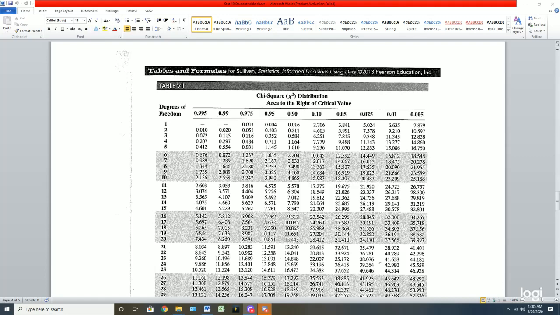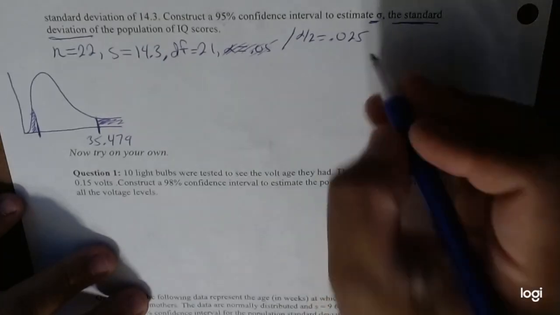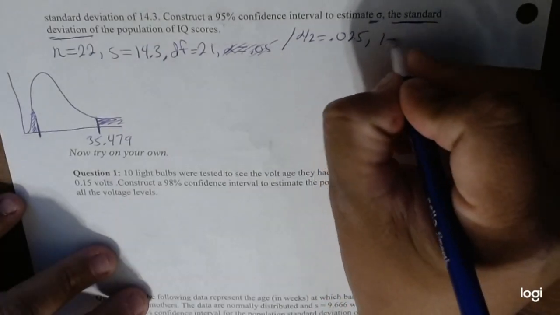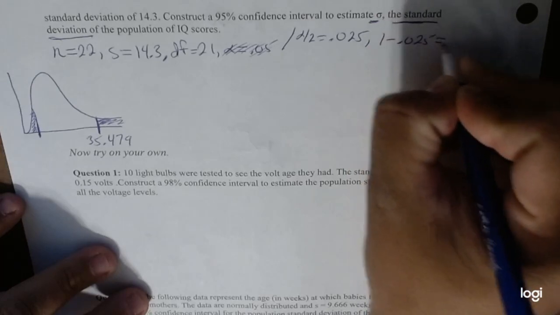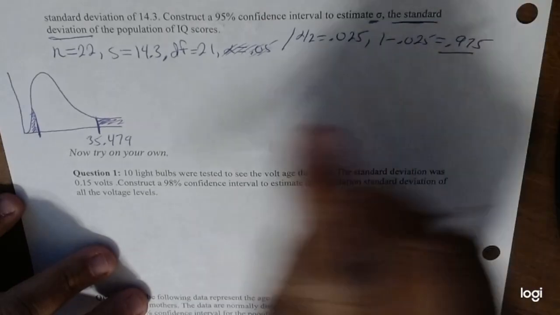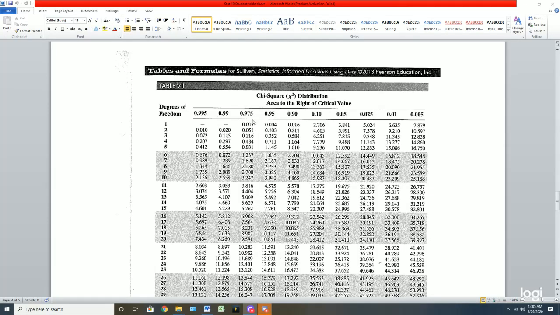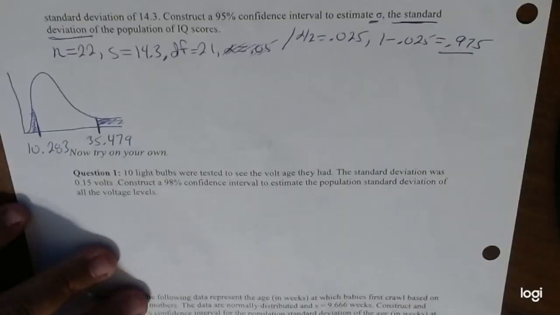Okay. So once we have that value, now we find the leftmost one. Remember, for the leftmost one, we have to do 1 minus this value. So 1 minus 0.025 should give you 0.975. Right? So now using this alpha, same degrees of freedom, what is going to be the leftmost chi-squared? And hopefully you guys see 10.283.